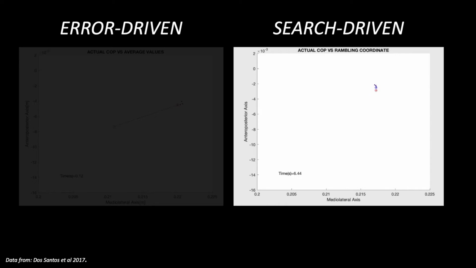What we're seeing is a search-driven process. This blue dot represents rambling, which is a spline interpolation of zero force data points onto the center of pressure trajectory. So what we're really seeing here is a theoretical search by the central nervous system in the limits of stability, and that blue represents the search. The red around it represents actual center of pressure, some error in the system still present, but again, a search-driven process.